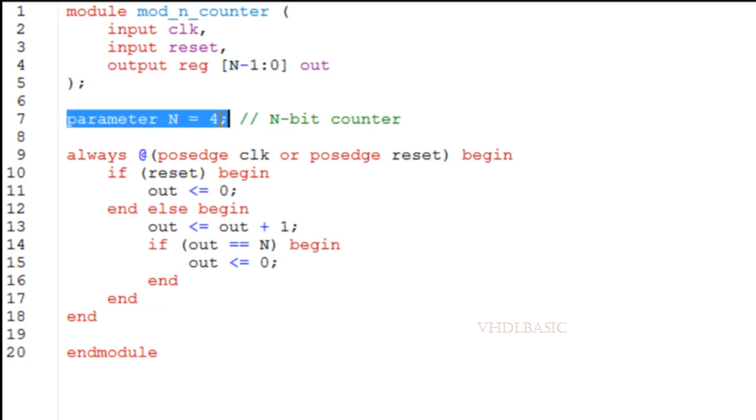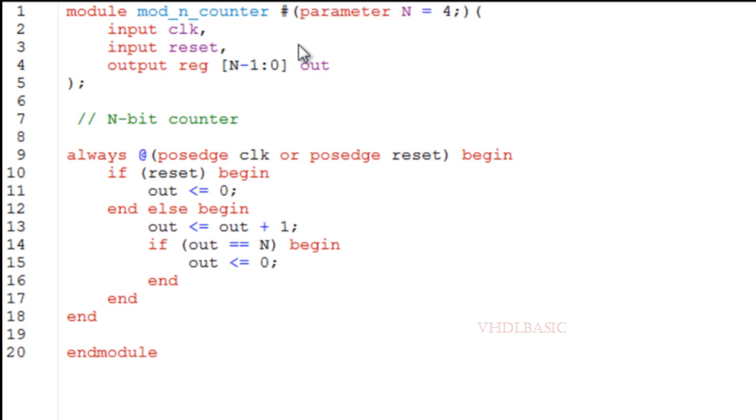Here, if you see, the parameter n has been declared inside the module, but we are using that parameter n in the output ports as n minus 1. We can't use n before its declaration, so I am moving that parameter n to the top. Also, a mod-n counter counts 0 to n minus 1, but in the ChatGPT code it is checking out equal to n, so I am changing that to out equal to n minus 1.